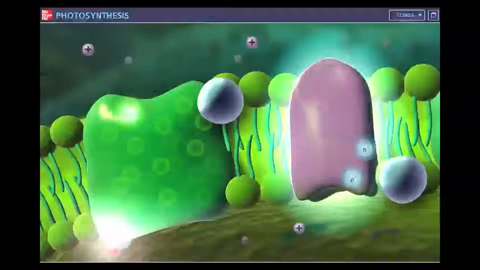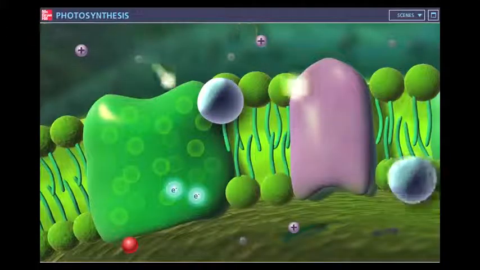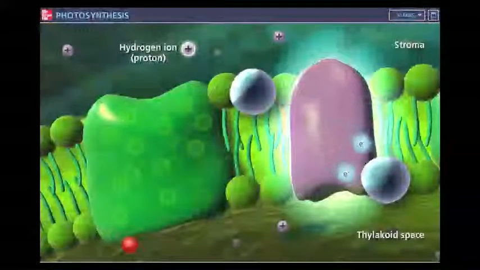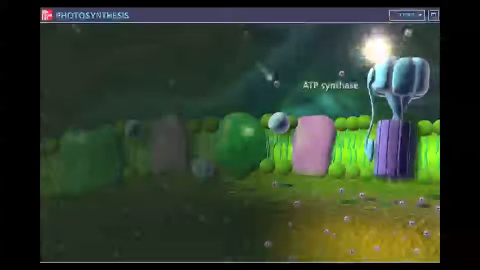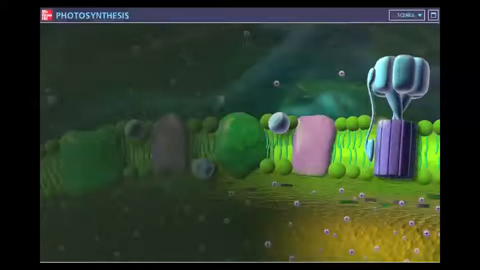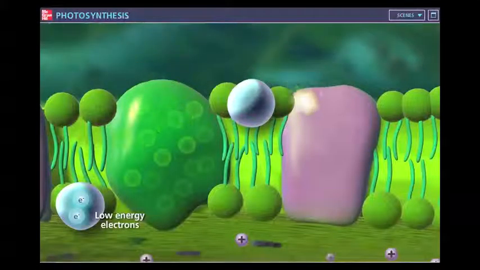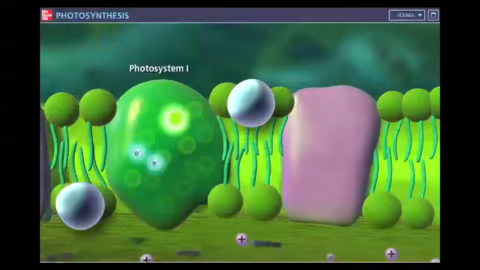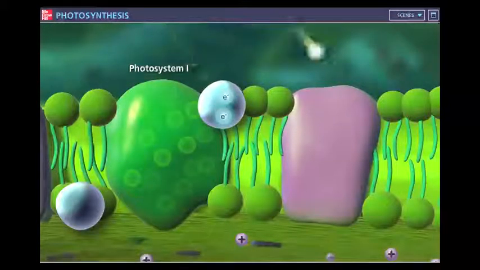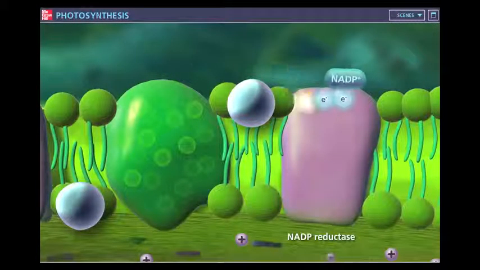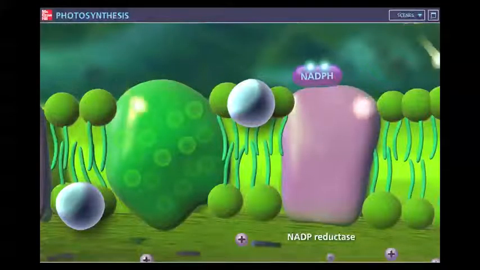As electrons pass through the electron transport chain, the energy from the electron is used to pump hydrogen ions from the stroma to the thylakoid, creating a concentration gradient. This gradient powers a protein called ATP synthase, which phosphorylates ADP to form ATP. The low-energy electrons leaving photosystem II are shuttled to photosystem I. Within photosystem I, low-energy electrons are re-energized and are passed through an electron transport chain where they are used to reduce the electron carrier NADP+ to NADPH.